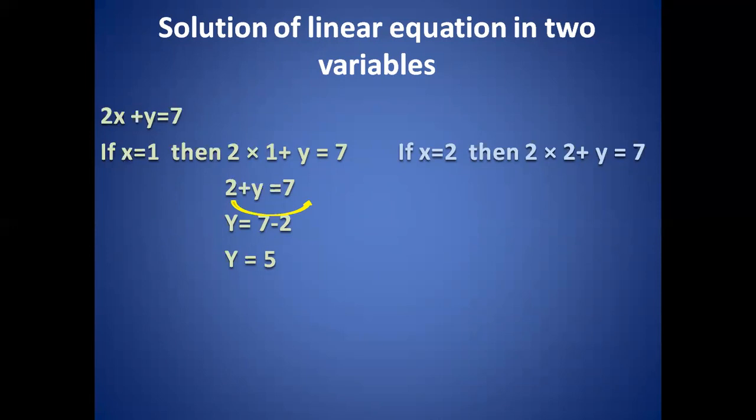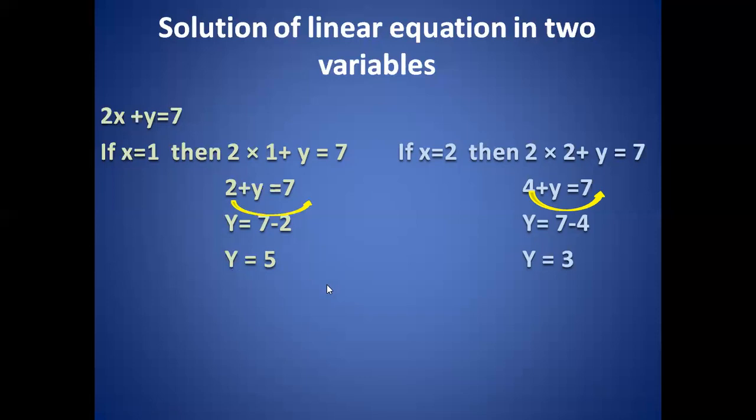2 into 2 is 4, plus y is equal to 7. Now how to solve this? 4 plus what is equal to 7? 4 plus 3 is equal to 7. So take 4 to the right side. y is equal to 7 minus 4. That is y is equal to 3.